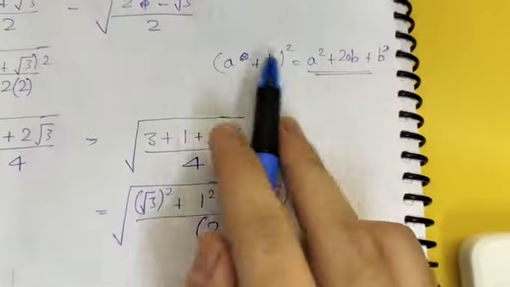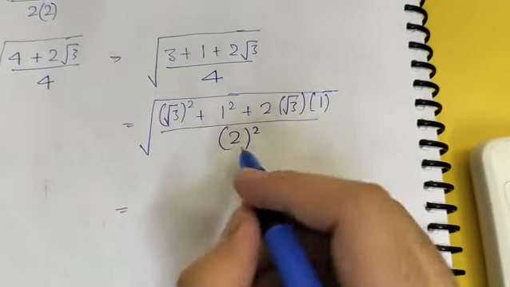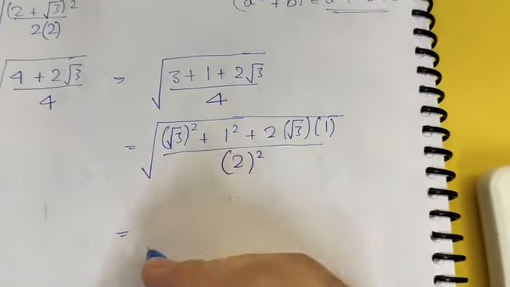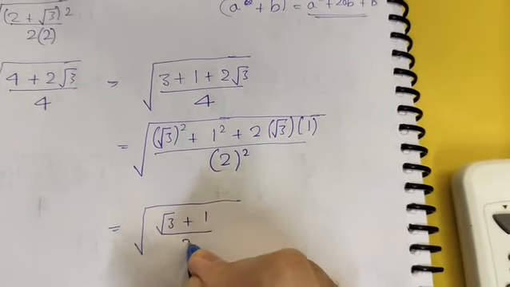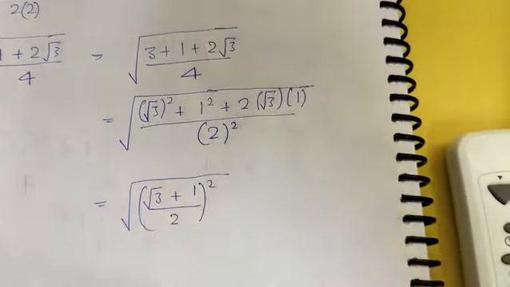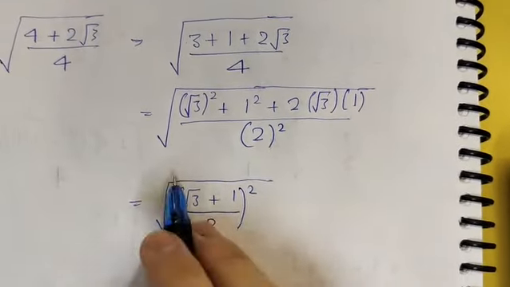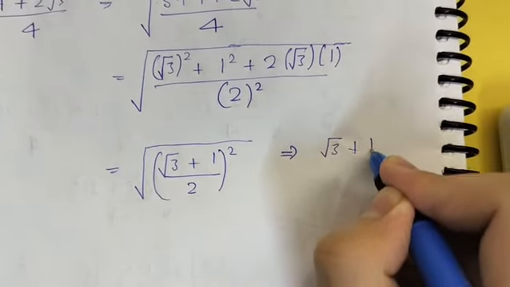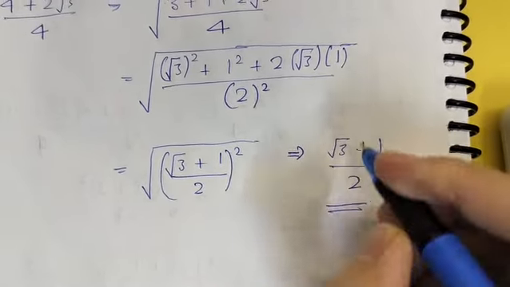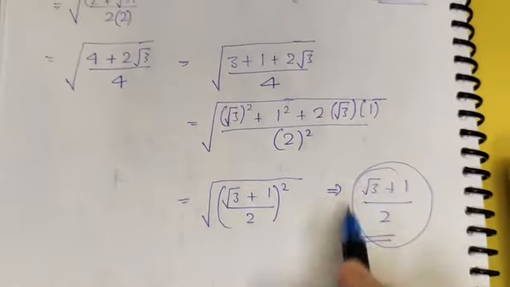Applying this identity on this question, we can simplify this numerator and denominator as well, because it's in a square. Hence we get a perfect square inside the root, and then we can simplify this as root 3 plus 1 upon 2. So this is what we have got.